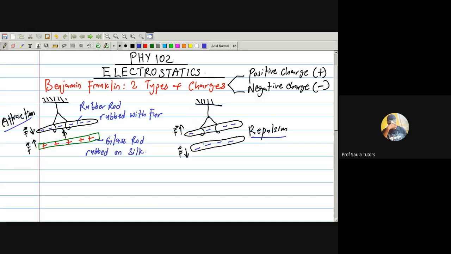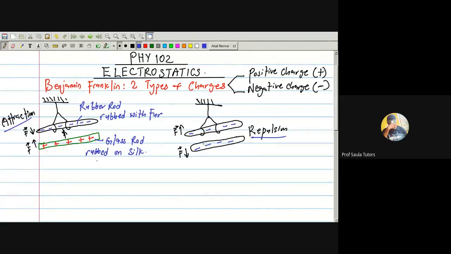So let me ask you, if I bring a glass rod rubbed on silk with another glass rod rubbed on silk, what do you observe? Repulsion, exactly, because they are the same. Do you understand that? Good. So that's that on that.